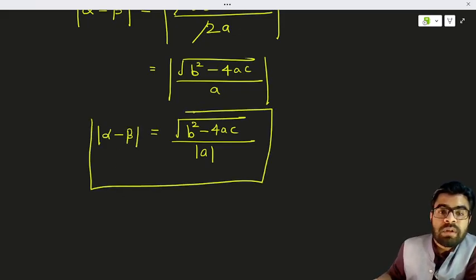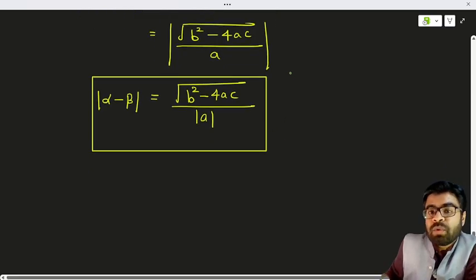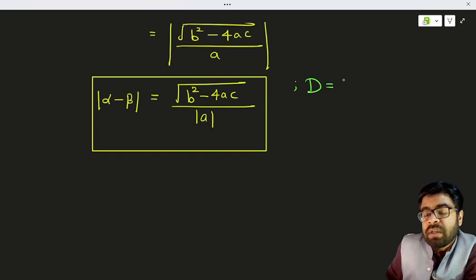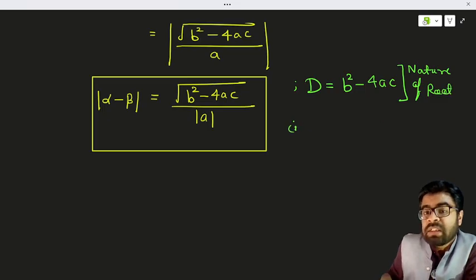And basically from here I can say that we also have a concept of discriminant here. Let me explain what the discriminant is. It is the capital D, which is defined as b square minus 4ac. And how it works is, basically it gives me the nature of roots. How can we see this? Let's suppose it has three cases.